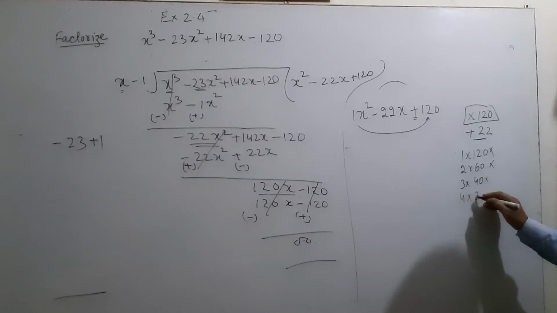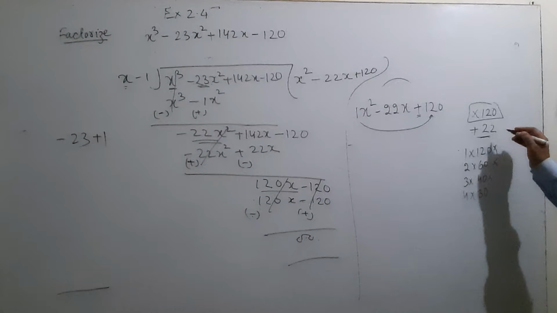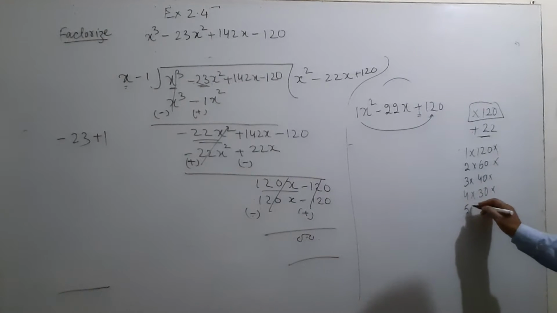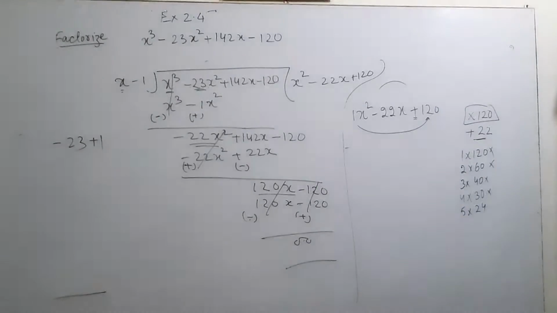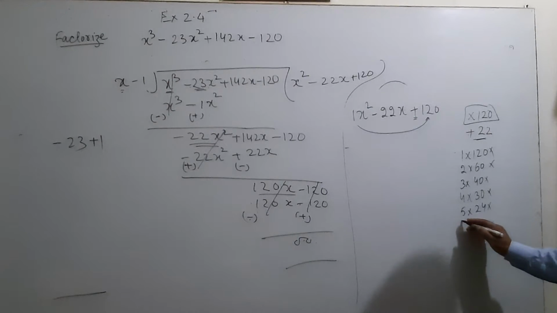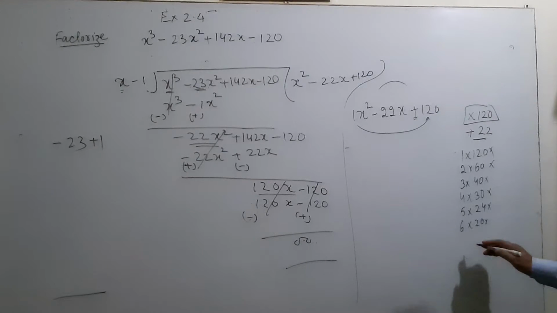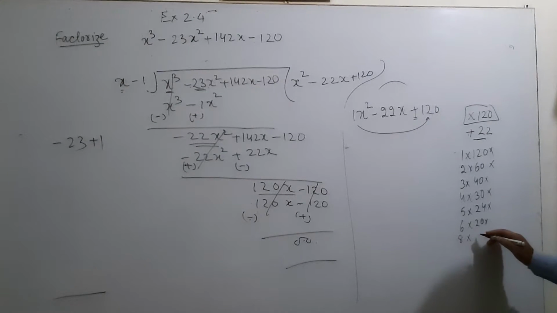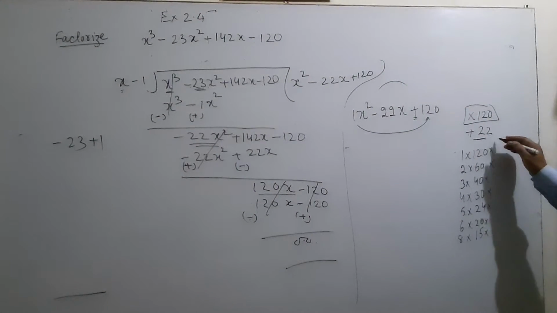4 into 30. 30 plus 4 is 34. This is also wrong. Now 5 into 24. 24 plus 5 is not 22. It is wrong. And now what do we have to find? 6 into 20 is also wrong. Now 8 into 15. 8 plus 15 is 23. It is also wrong.